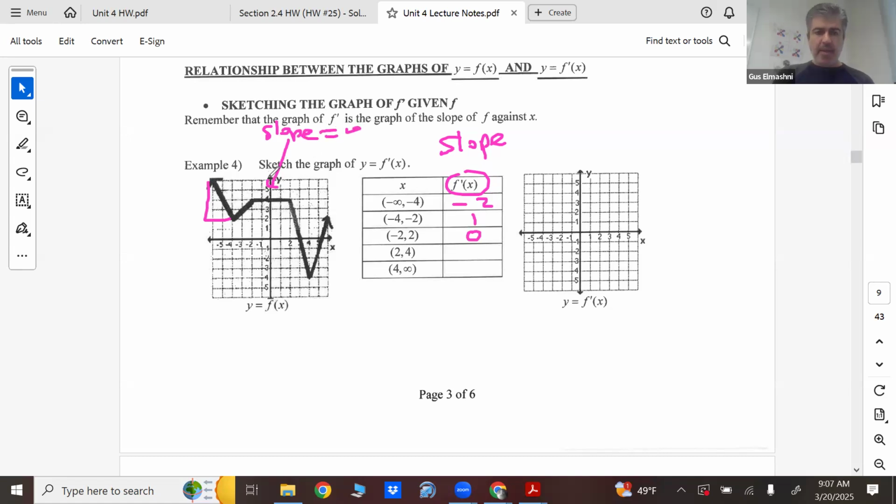Correct. How about the next one? And the next one? Probably 3. Yeah, we'll say 3. Okay, so how do you graph this? You graph it like this.